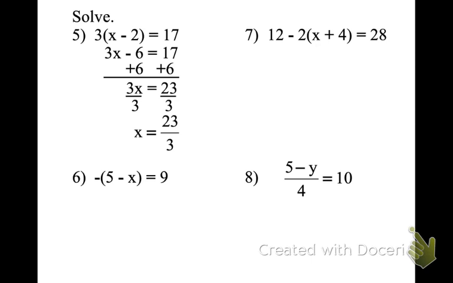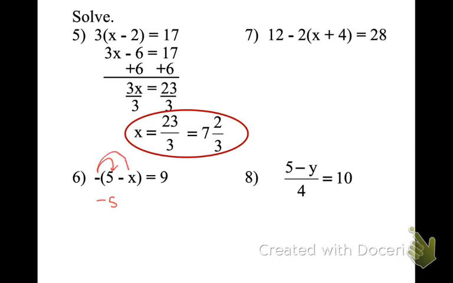Let's check our work. Step 1, we distribute the negative. So I get negative 5, right? Negative times 5 is negative 5, and negative times x is plus. Negative times negative is a positive x equals 9. I now have to undo the 5, so I'm adding 5 to both sides, and we get x is equal to 14.